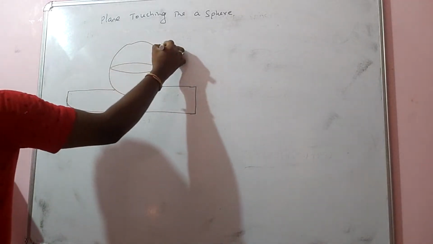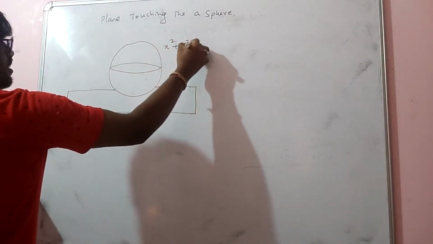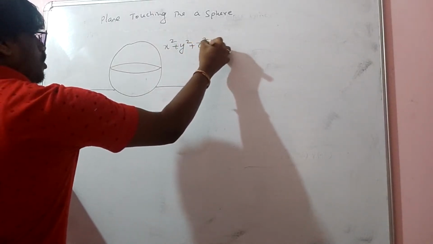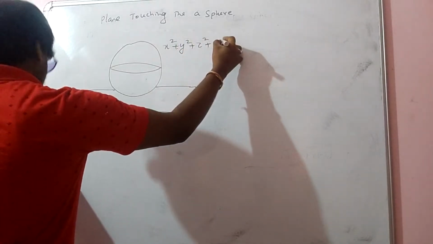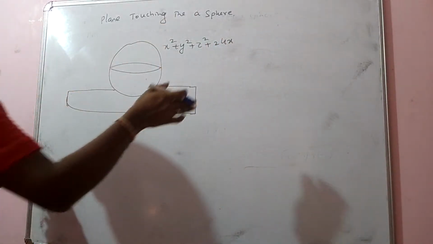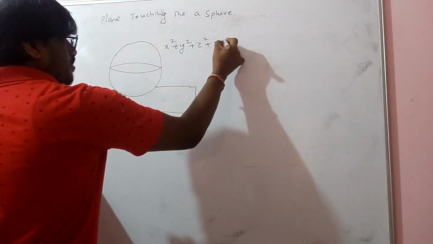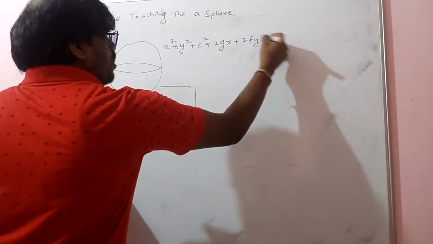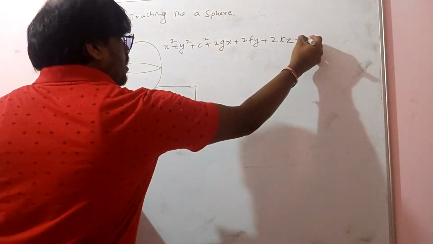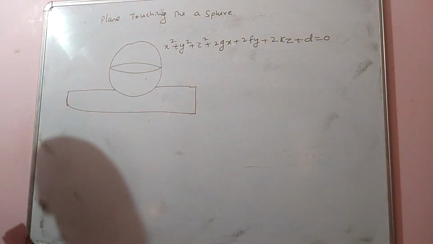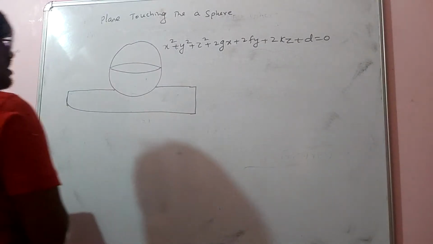The sphere equation is given like this: x square plus y square plus z square plus 2gx, or you can use 2ux, you can use anything. I will use 2gx plus 2fy plus 2kz plus d is equal to 0. This is the sphere equation.